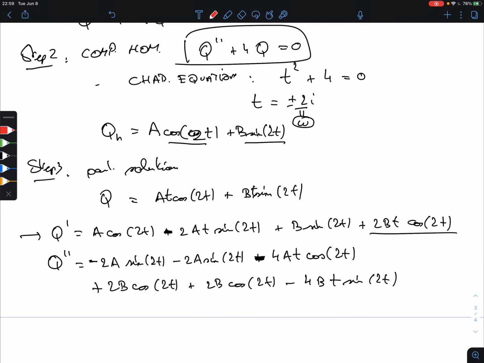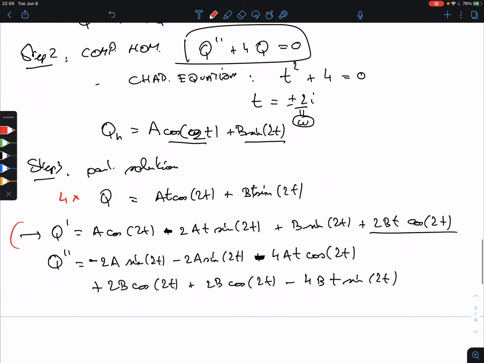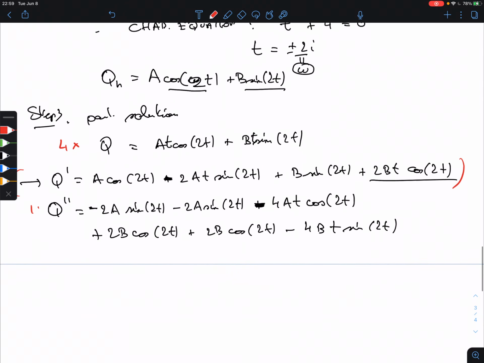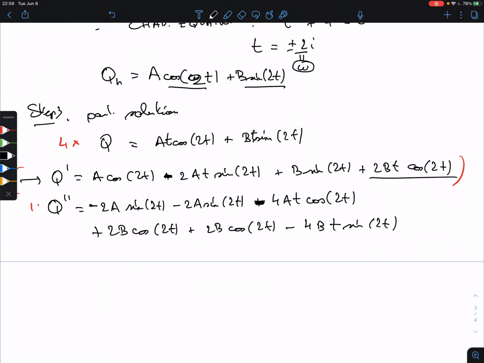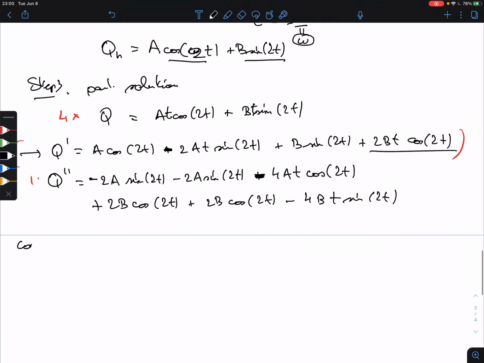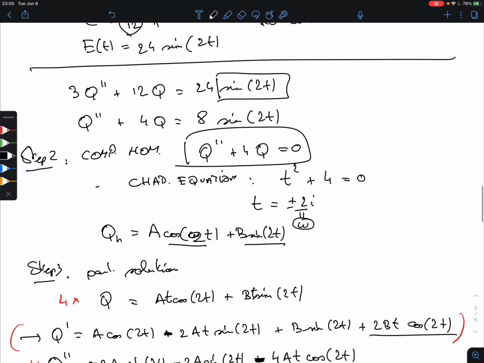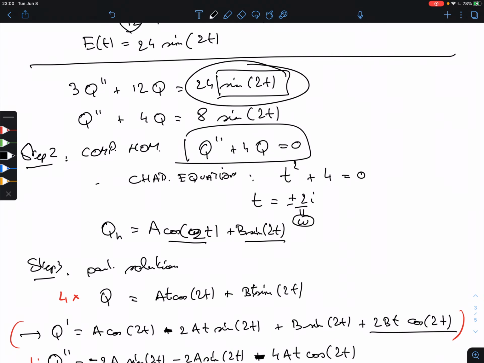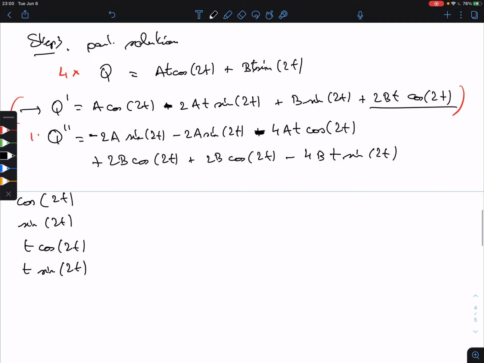Okay. So we need, what is it, q double prime plus 4 times q. So we need this guy 4 times. This guy we're not going to take into account. It's not there. And this 1 time. So what does this give me? If you look a little bit, you see there are 4 different terms, like terms. There's a cosine 2t. There's a sine 2t. There's a t times cosine 2t. And there's a t times sine 2t. Okay? And all this then, if we put this all together, has to be equal to 8 sine 2t, sorry, I'm pointing to the wrong one. So keep that in mind, okay?